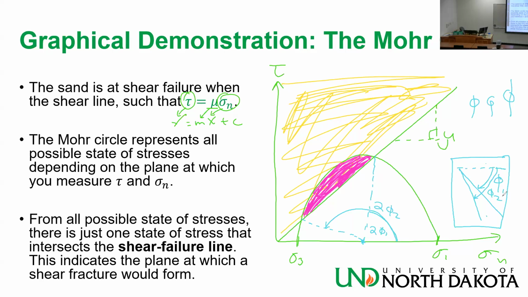It's anti-clockwise of the horizontal line. Because you know these two faults, anything between those two faults is going to fail in shear. Everything in between those two is in the pink region.